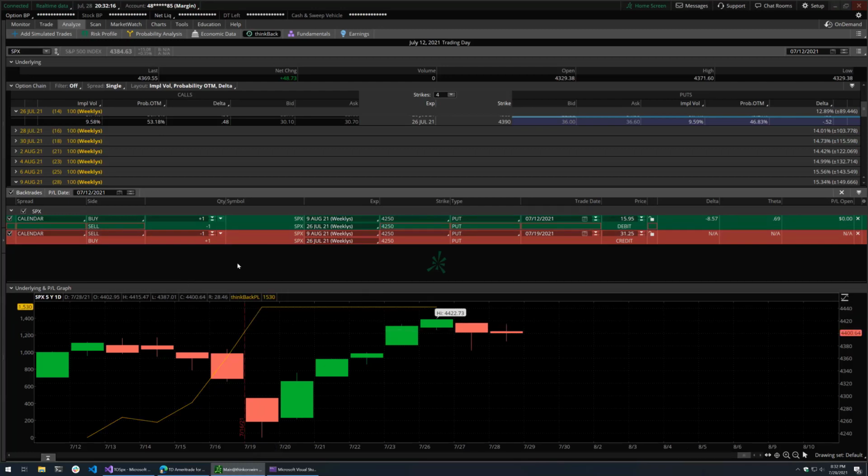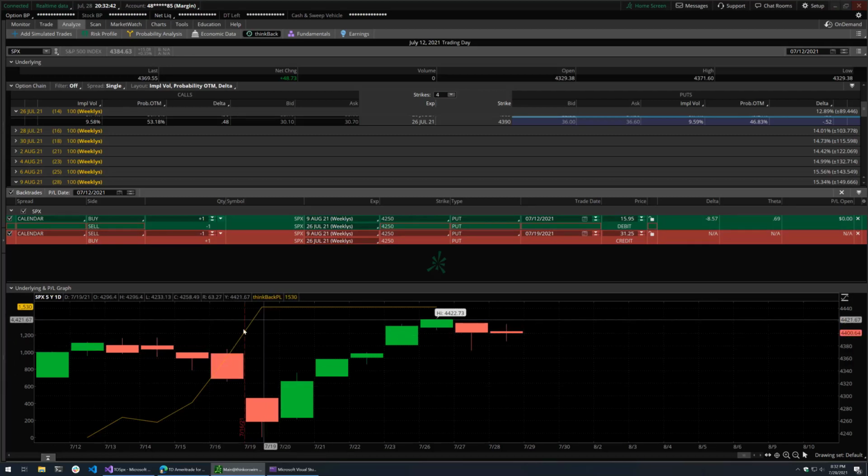So the front month contract that we're selling in July actually went up in value as the S&P 500 went down, right? So the volatility went up, IV went up. And then, obviously, the back month did as well. And of course, there's delta in this trade.